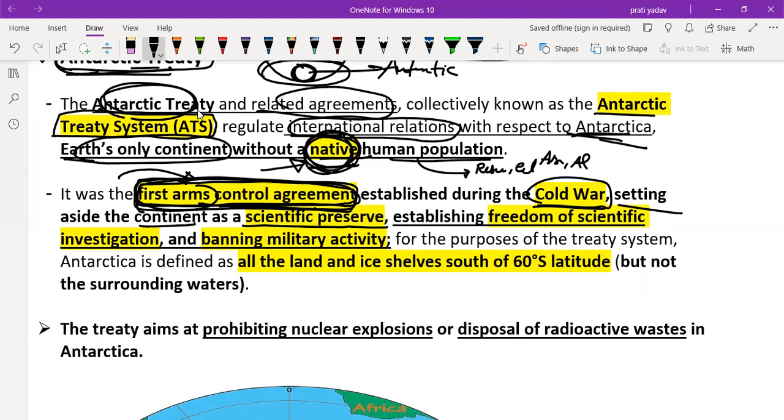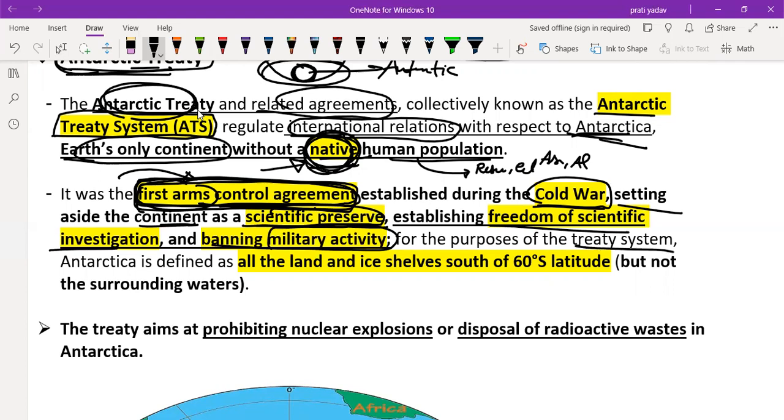So this agreement sets aside a continent as a scientific preserve, establishing freedom of scientific investigation and banning military activity. That means military activity is banned in the Antarctic region, and freedom of scientific investigation is going on in that region. It means for scientific investigation you can go in that region, but for military activity or proliferation of arms you do not go there. It is completely written in the agreement, in the ATS.